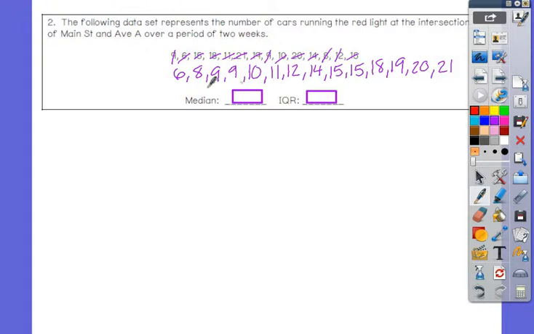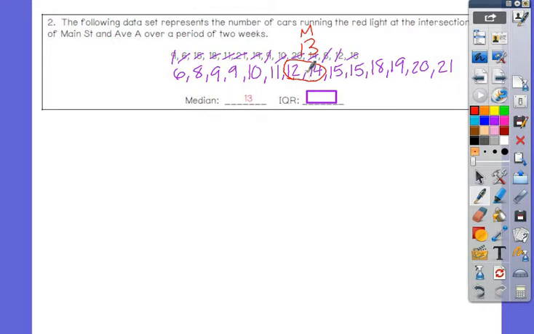So I need to find the middle number. I find that 12 and 14 are my middle numbers here, my median, so that means 13 is going to be my median, because 12 plus 14 would be 26. 26 divided by 2 gives me 13, so my median is 13. Now I have to find the interquartile range.